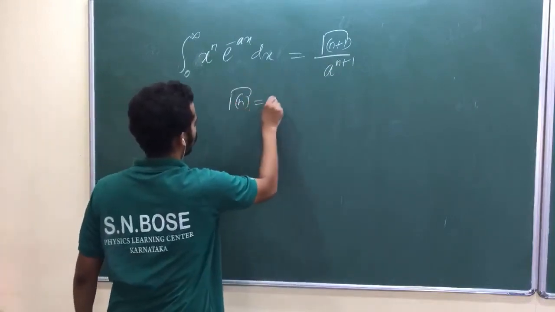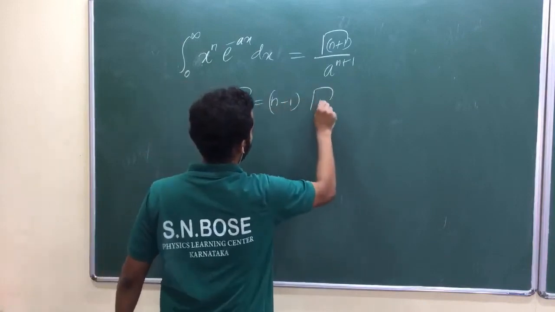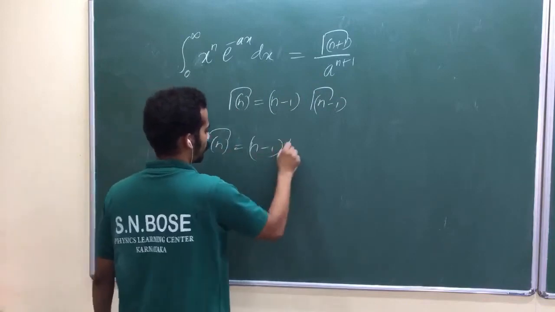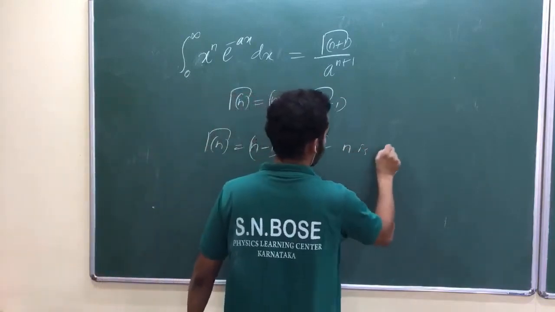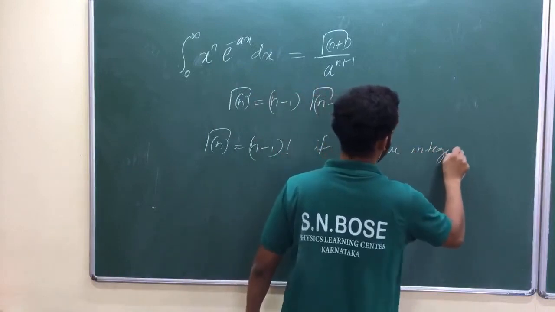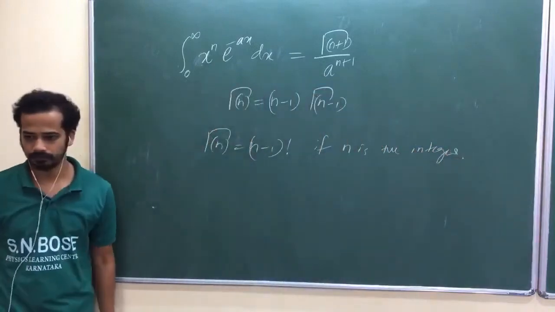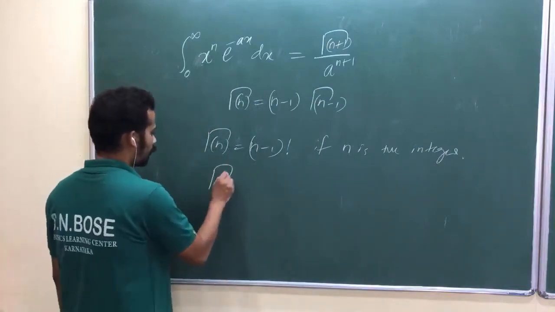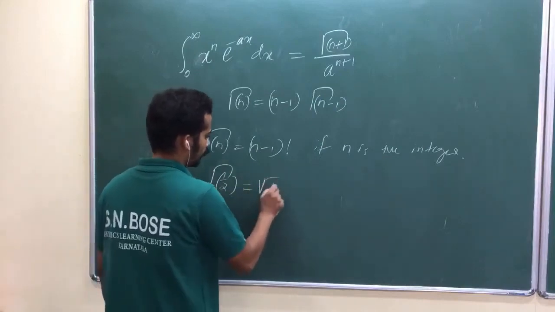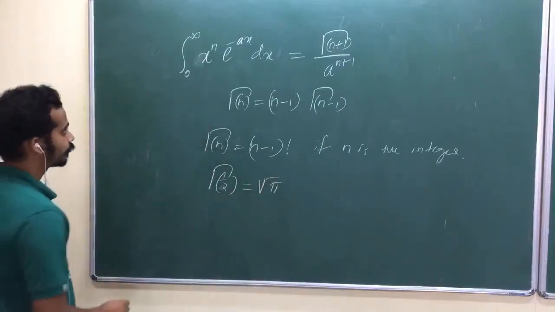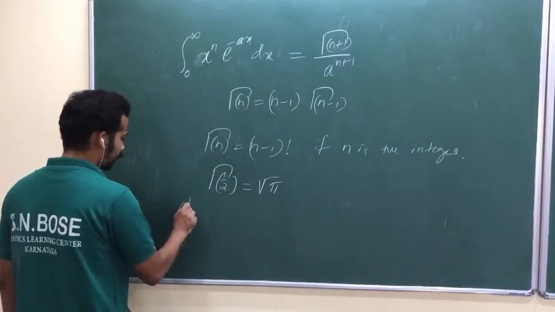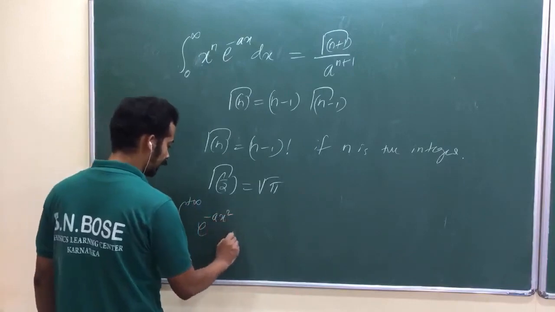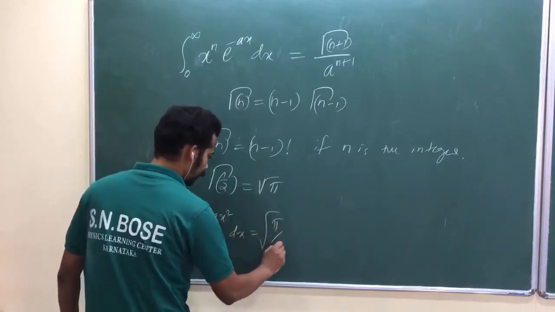Gamma of n is equal to (n minus 1) gamma of (n minus 1). Gamma of n is equal to (n minus 1) factorial if n is a positive integer. So gamma of half is equal to root pi. From minus infinity to plus infinity, this will come frequently, that's why you should remember this one directly: integral of e^(-ax^2) dx is equal to root of pi by a.